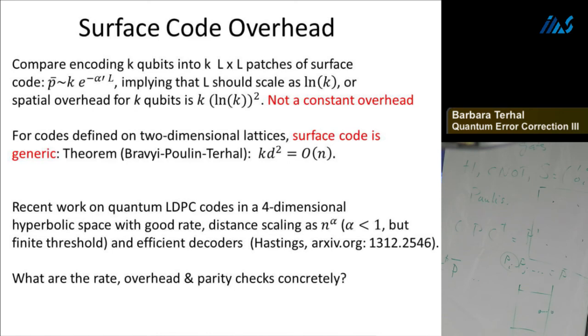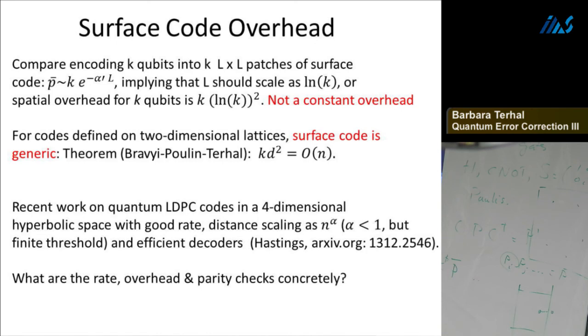So for example, for the surface code, if k is 1, then we see that d squared scales with n. So we see that d is the square root of n, which confirms what we have for the surface code. So there is an interest in seeing whether we can have codes for which such a trade-off does not hold, or codes for which we even have a constant overhead.